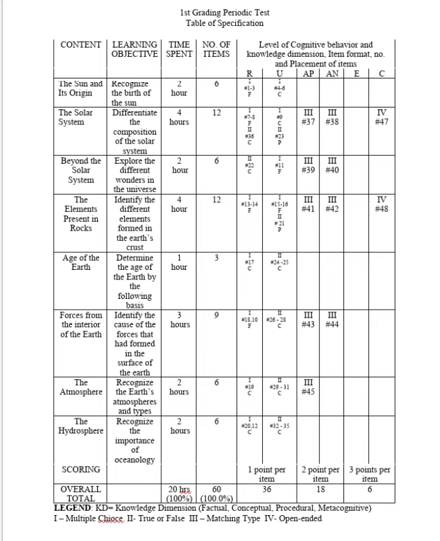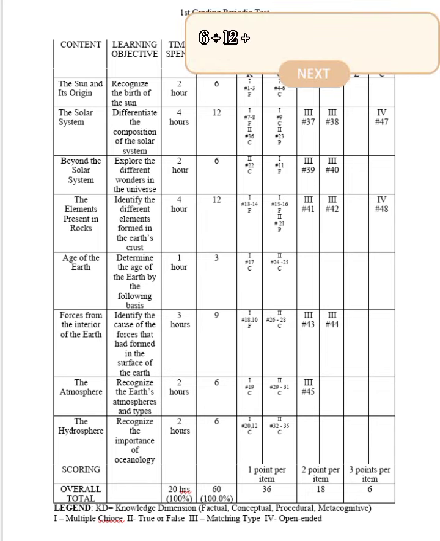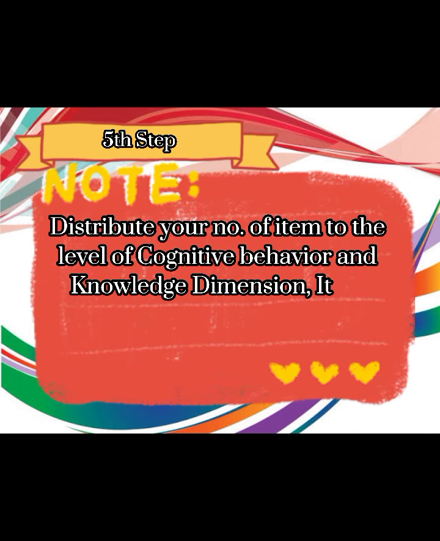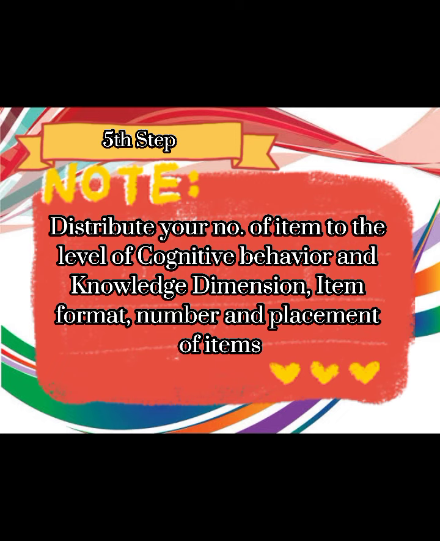To check if your number of items in each topic is correct, get the sum of all the items. The answer should be equal to the total number of items you have decided. So 6 plus 12 plus 6 plus 12 plus 3 plus 9 plus 6 plus 6 equals 60. So it is 100%.